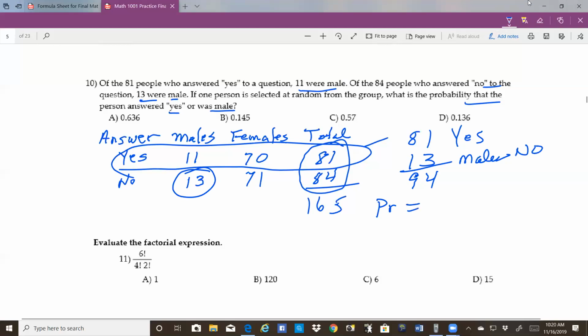So the probability is going to be 94 out of 165, which is equal to 0.5696, which we round off to 0.57, and the answer is C.